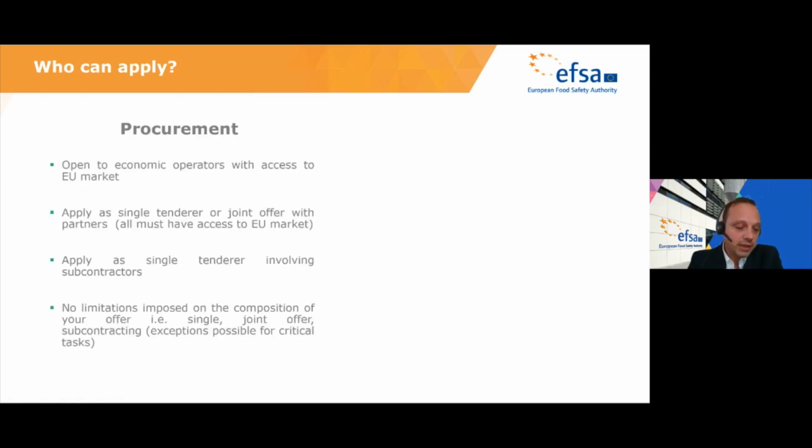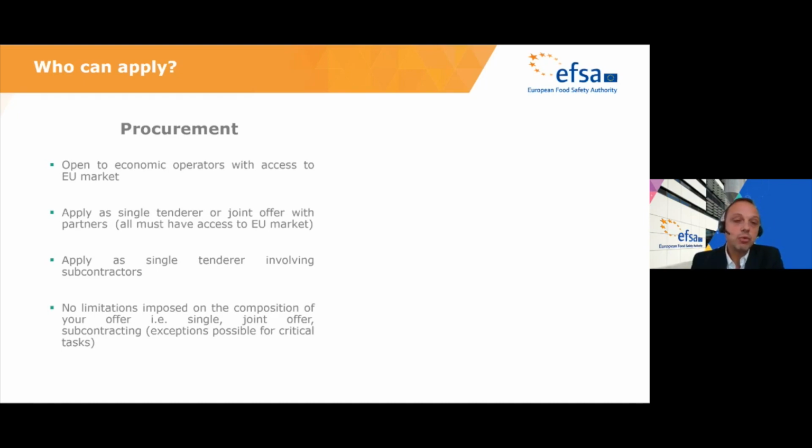So who can apply to our procurement and grants? Let's start from procurement. Procurement procedures for EFSA are open to all economic operators with access to the EU market. By this, we mean that they must be based in an EU member state or in a country that has signed with the EU a bilateral agreement on access to public procurement procedures. There is a list of these countries, and it's available in our documentation. I will show you later on where these can be found.